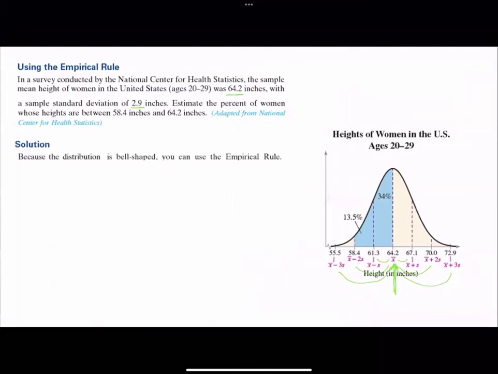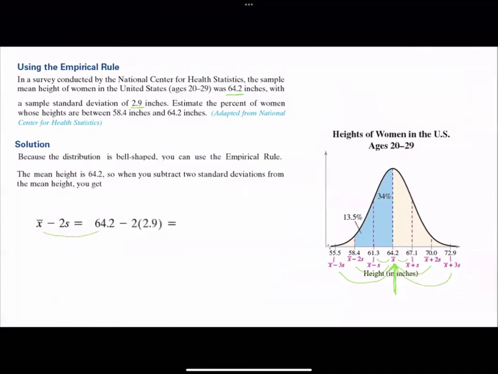Because the distribution is bell-shaped, you're allowed to use the empirical rule. The mean height is 64.2. So when you're subtracting 2 standard deviations from the mean height, you get x bar minus 2s, which is 64.2, the mean of the data, minus 2 times the standard deviation, which is 2.9 given in the question to us. If you do the algebra, it is 58.4.